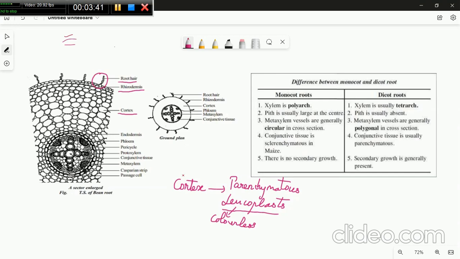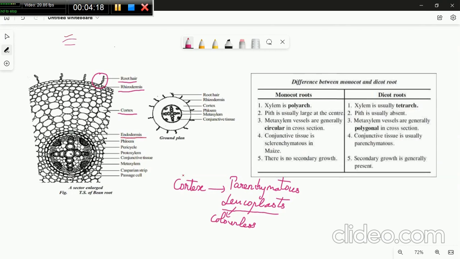It is present just below the rhizodermis or epidermis. Now rhizodermis is the outer protective layer of the root. In this rhizodermis only we can observe the presence of finger-like root hair. Followed by rhizodermis, we can see the cortex. This cortex is made up of parenchymatous cells and leucoplast, and its major function is to store food in the form of starch. Now, followed by the cortex, we can see the endodermis.